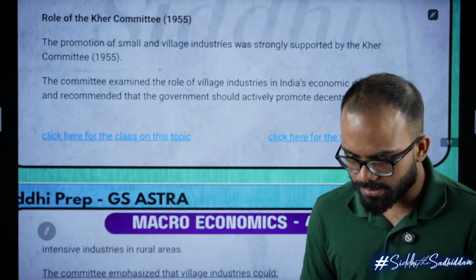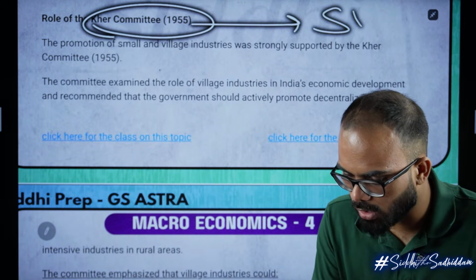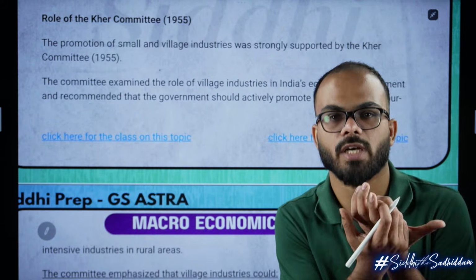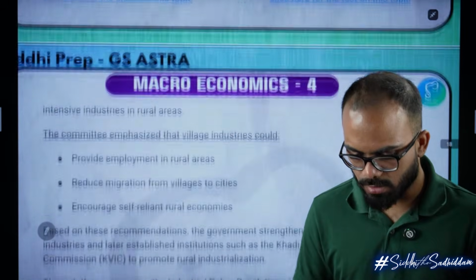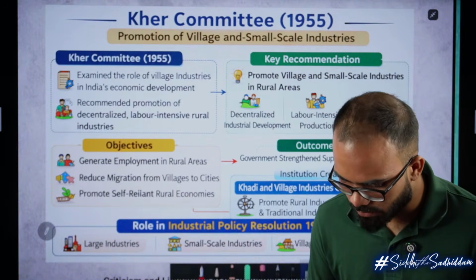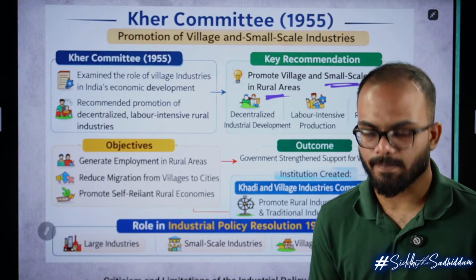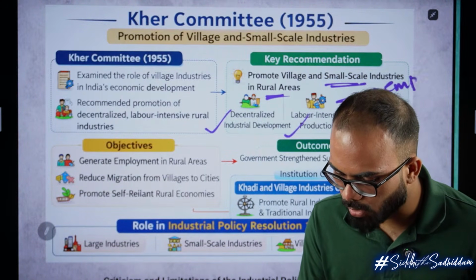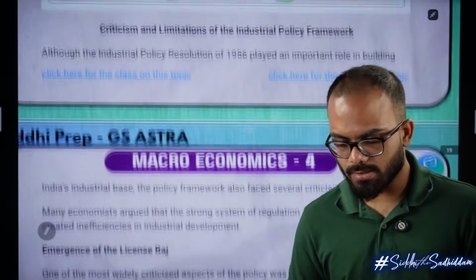Next thing that they're asking in your exam is a committee called the CARE committee. CARE committee is associated with small village industries or small and medium industries. They're asking which committee has supported small and village industries. It is the CARE committee. This they're asking you in the exam, so this becomes important. CARE committee was established in the year 1955. The key recommendation was very simple. It said, go and promote village and small scale industries, because you have decentralized development, you have labor intensive industry, which means you can generate more employment and also provide for rural economic development. This was the objective of the CARE committee.